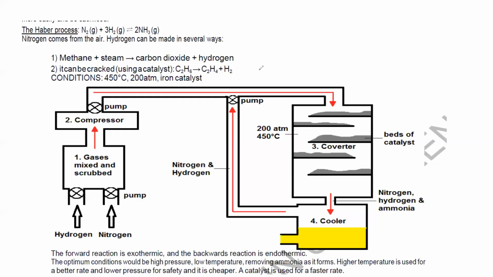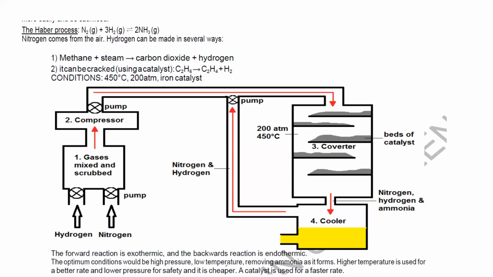The reaction conditions are very important. You have to memorize the reaction conditions: 200 atm, around 450 degrees centigrade, and we use iron as a catalyst. Then, as we know, the reaction is reversible.